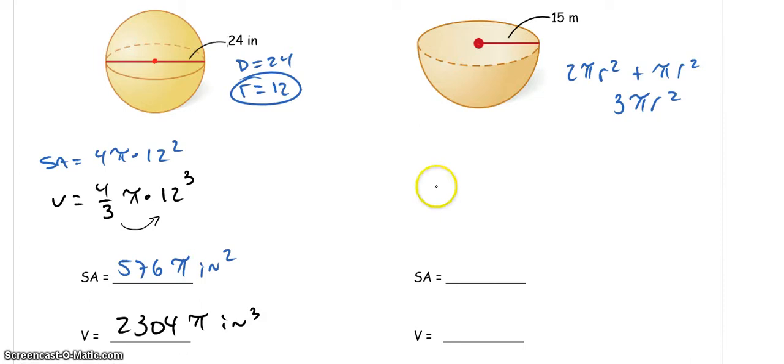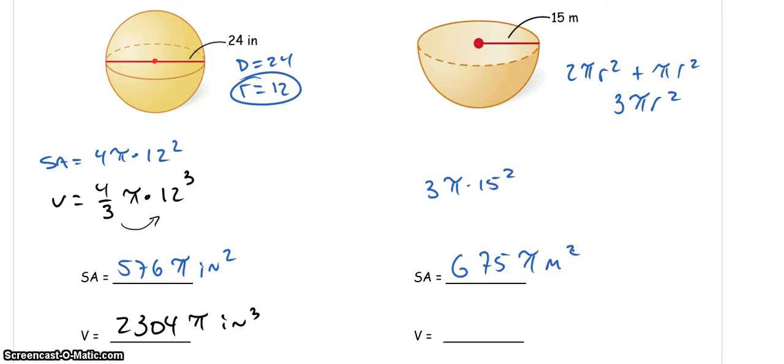So if my radius is 15, my surface area is 3 pi times 15 squared. 15 squared is 225, times 3 gives me 675 pi meters squared.